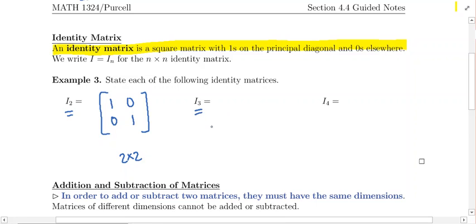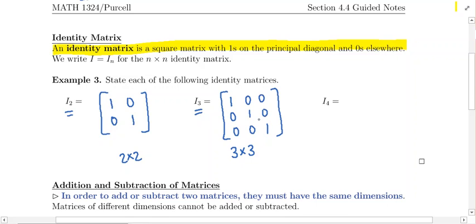When you see I3, I means identity matrix. The 3 indicates that it's going to be a 3 by 3, and then you would just write that down. So it's going to be a slightly bigger identity matrix. You're going to have ones on the main diagonal. So you would have 3 of them because it's a 3 by 3, and then you would have zeros above and below, everywhere else. So it would look like this.